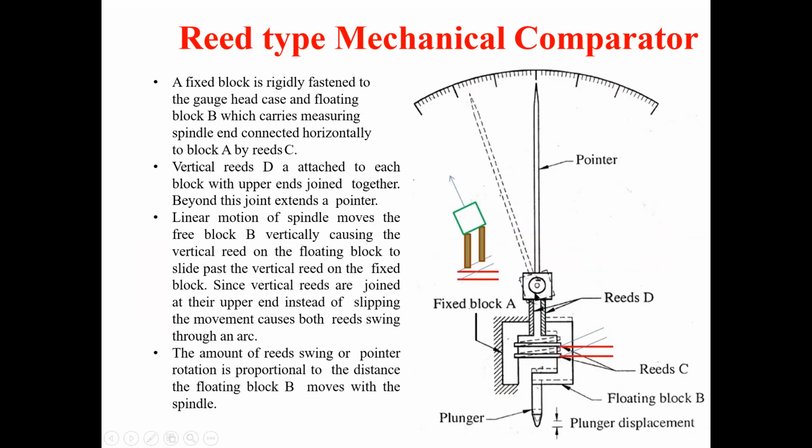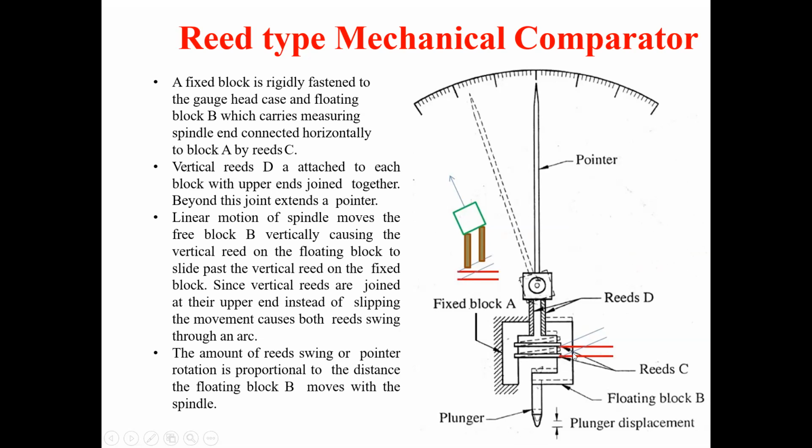And at this top position, the pointer is attached, right? In this case, whatever the smaller variation on the work part to be tested, that movement simply pushes the plunger in the upward direction. Whatever the movement given to the plunger, it is simply transferred to the horizontal reeds through the floating block, right? Horizontal reeds.